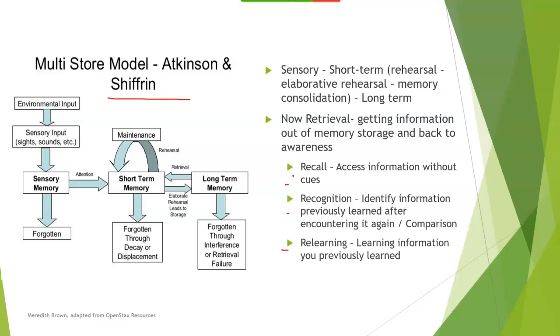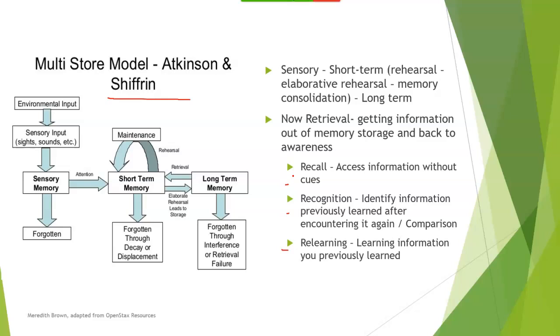Next is recognition. This is identifying information previously learned after encountering it again. A comparison. This is the easier type of way to retrieve information. So, for example, if somebody says, what did you do on your 2nd grade birthday party? And you're like, I have no idea. Well, recall may be hard, but if you're given pictures, now you can identify information that you previously learned. So then the next time someone asks you, you'll have those cues.